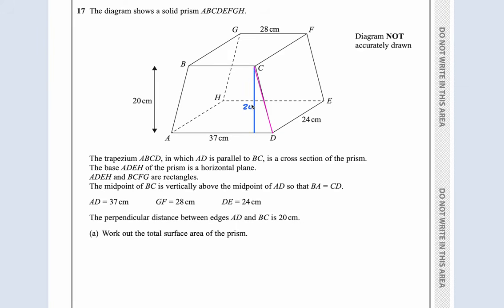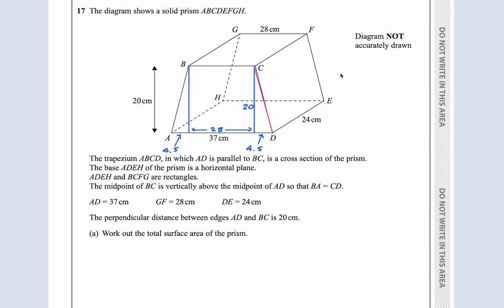So this is 20, this distance here. If this is 28, that's 28, and this is 37, I'll actually just draw another line here, guys, so we're clear. This is 28 to there, that's 28 to here, which means what's left is 9. So this distance here is 4.5, and that's 4.5.